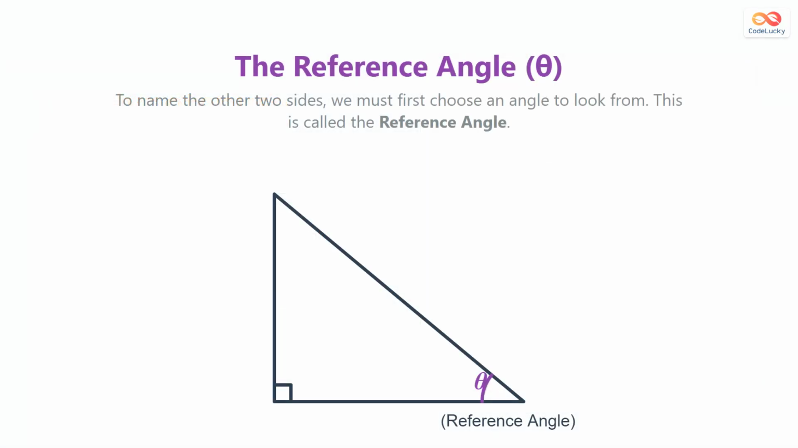To name the other two sides, we need a point of reference. We choose one of the other angles, usually labeled with the Greek letter theta. This is called our reference angle.